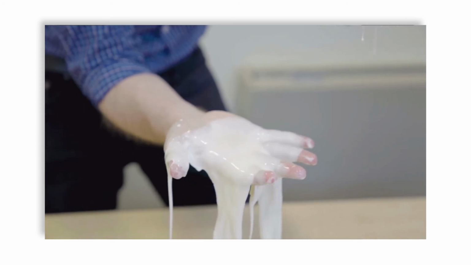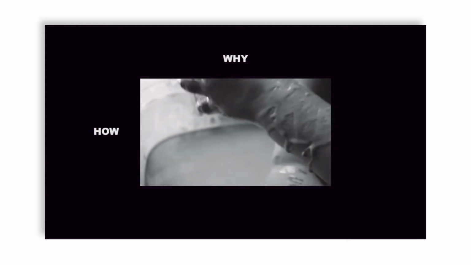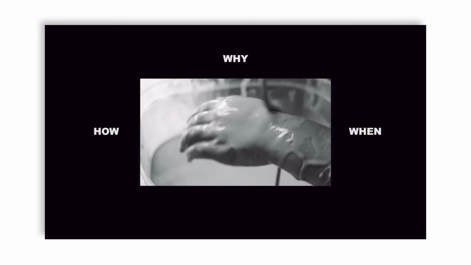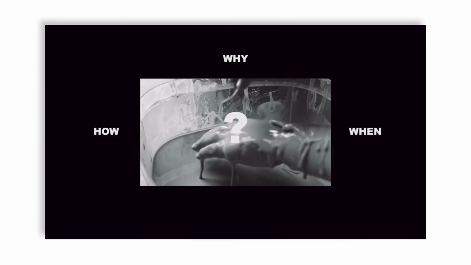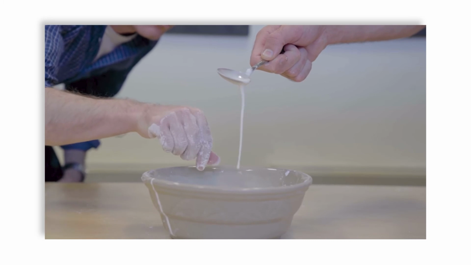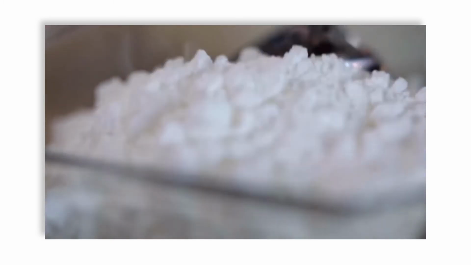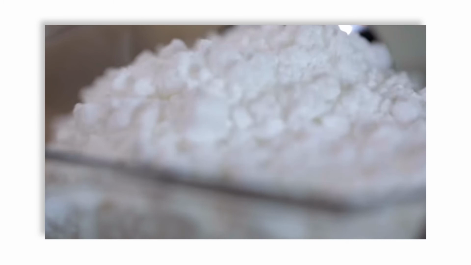Dribbles away. To many who have played with this material, perhaps as children, its strange behavior is nothing new. But understanding exactly how, why, and when this material will act a certain way has always been rather unpredictable. But now, a team of MIT engineers have developed a mathematical model that can accurately predict this material's behavior under various conditions.